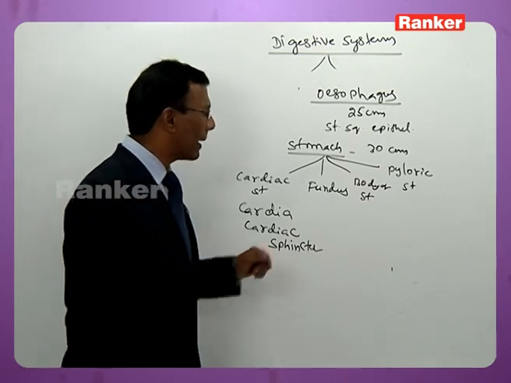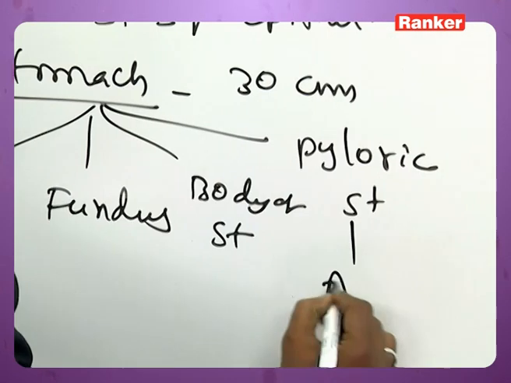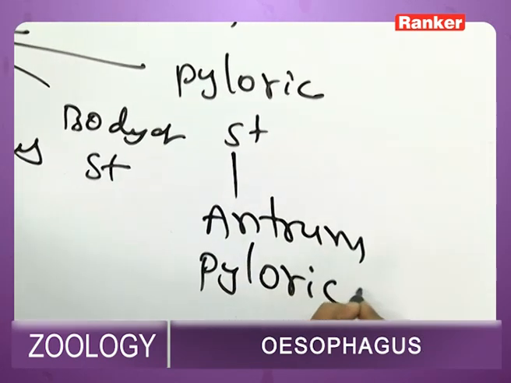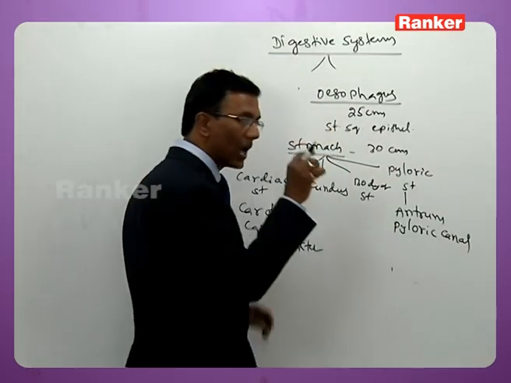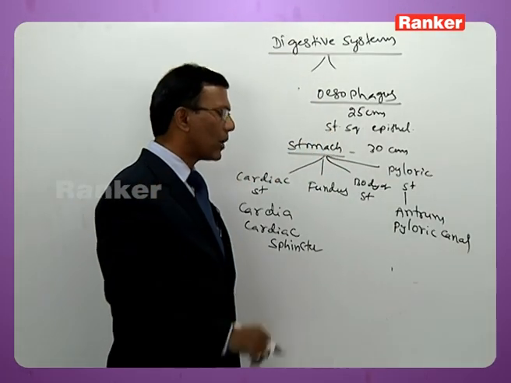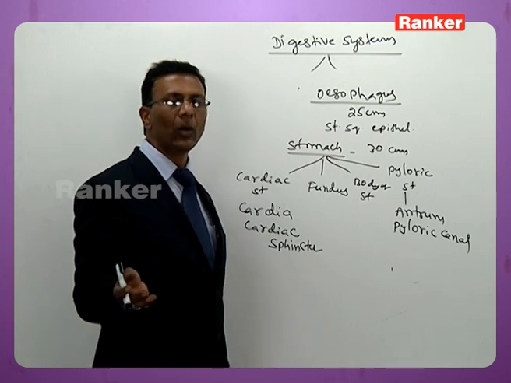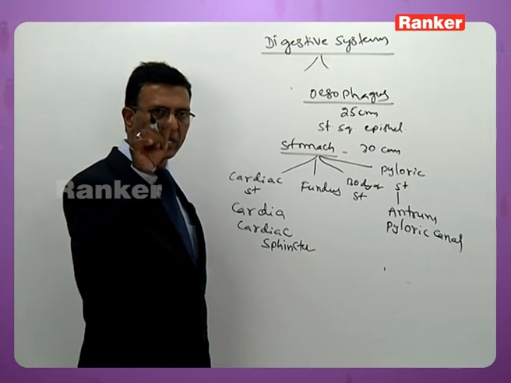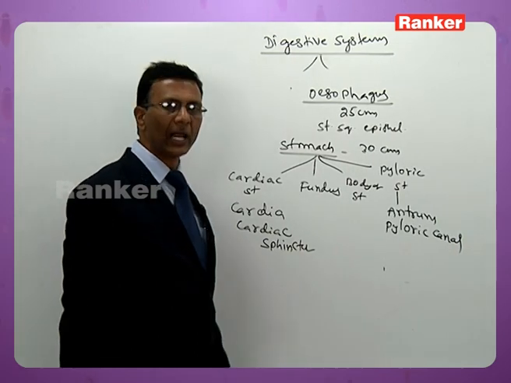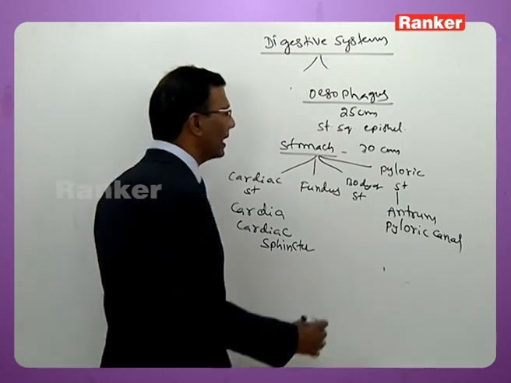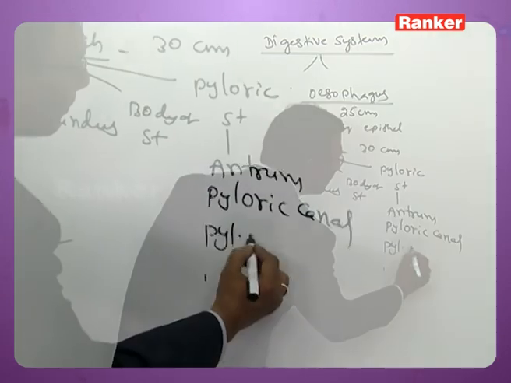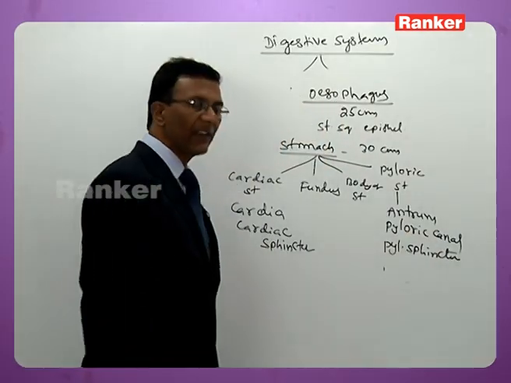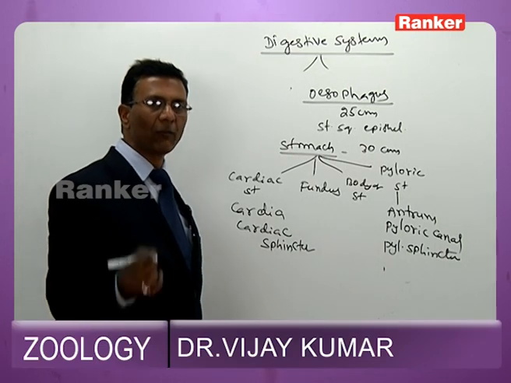Then the fundus, body of stomach and the pyloric stomach are the rest of the parts of the stomach. Now the pyloric stomach has the antrum and the pyloric canal. It has a narrow part called the antrum. The antrum is followed by the pyloric canal. The pyloric canal opens into the duodenum. It has a C-shaped junction here, where the pyloric sphincter is present.